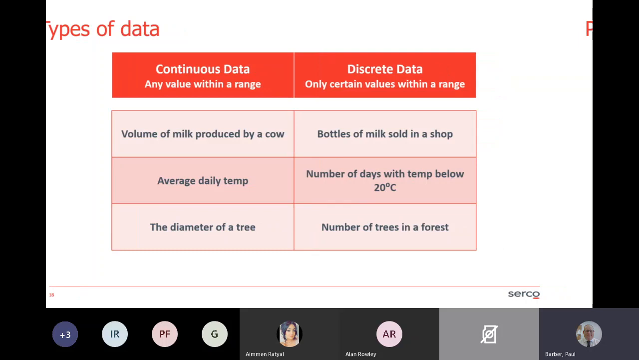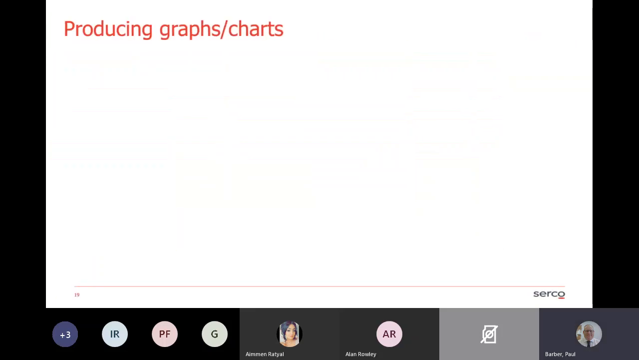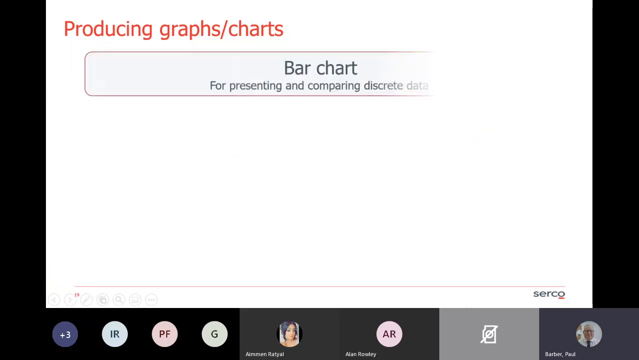So the different types of graphs or charts you may have to produce. You may be given these to take information from, but you may also be asked to produce them. First of all, maybe a bar chart. This tends to present and compare discrete data. So we'll have set figures that we'll put in there. You can use it for continuous data, but generally it's about presenting discrete data, set figures, and comparing them.